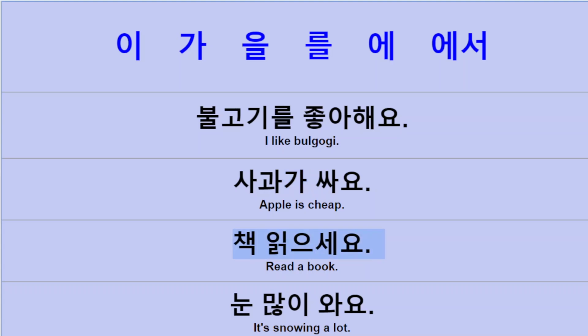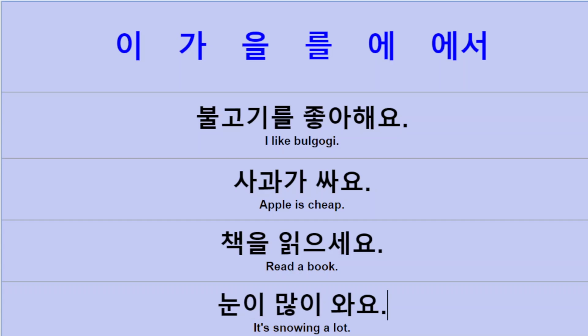And 책 읽으세요. Here also there are missing particles, right? Read the book. So here the book is the object, right? 책을 읽으세요. Next one. 눈 많이 와요. Snow comes a lot. So the snow is the subject in this sentence. So 눈이 많이 와요 is the right one.